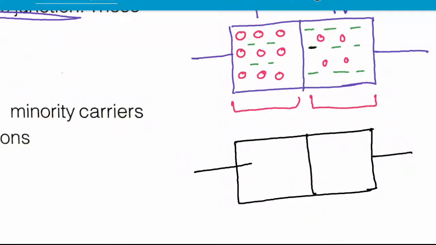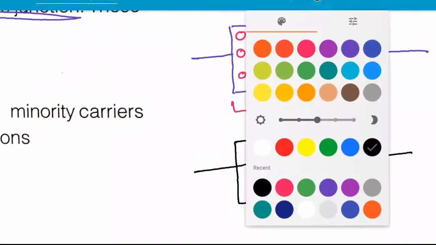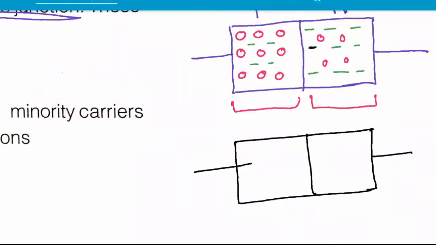This is the junction. This is the P side and this is the N side. Some of the holes from the P side come to the N side, and some of the electrons from the N side come to the P side to neutralize themselves. So there will be a layer on both sides of the junction in which there will be no carriers, that is, no holes or electrons.